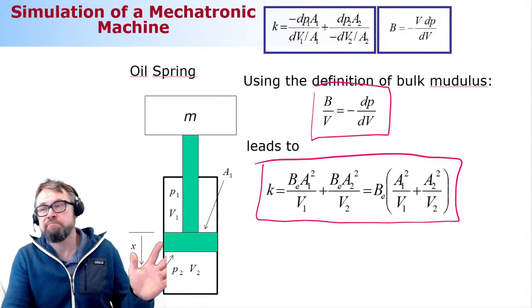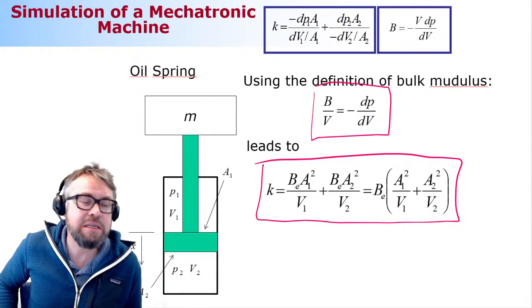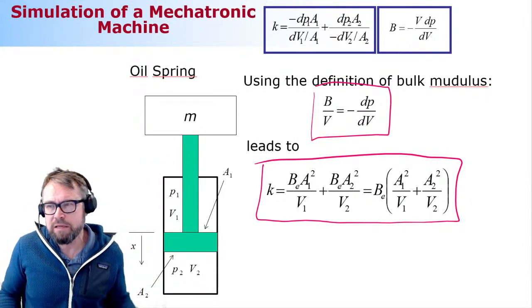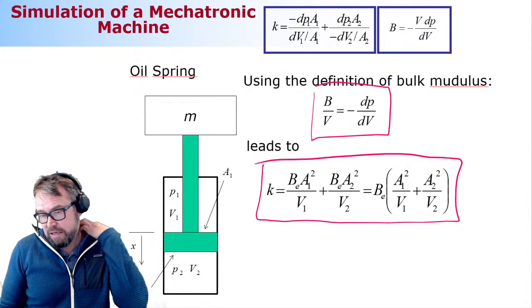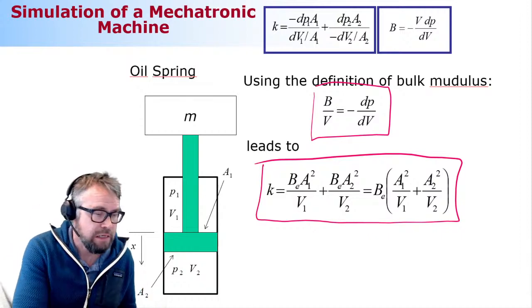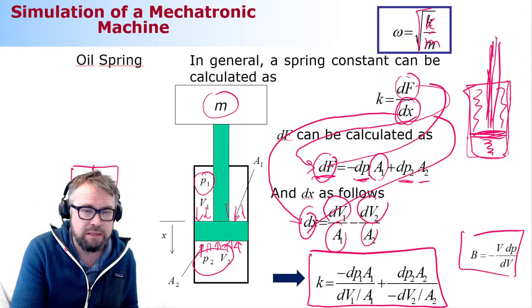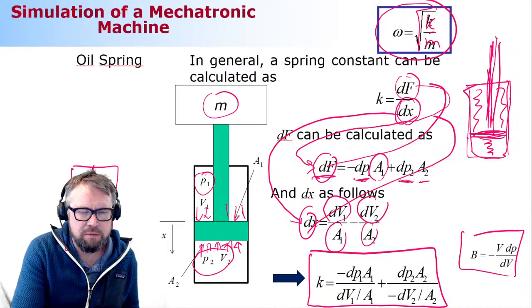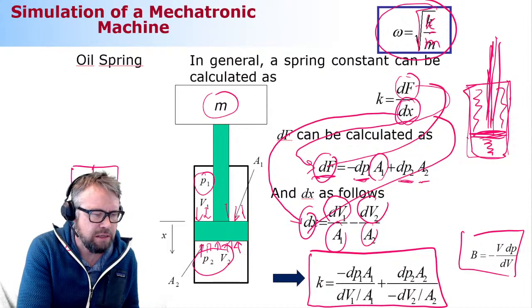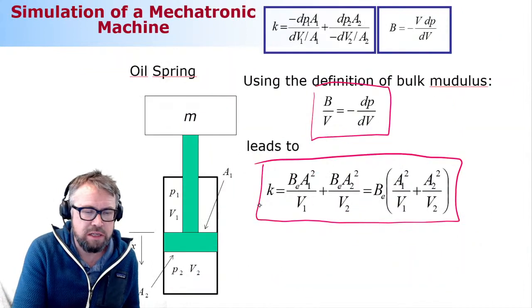So this is it. Now you have everything you need to solve this example. Here is how you can compute the natural frequency omega of the structure: the square root of stiffness divided by mass, and that's how it goes. This is your stiffness.